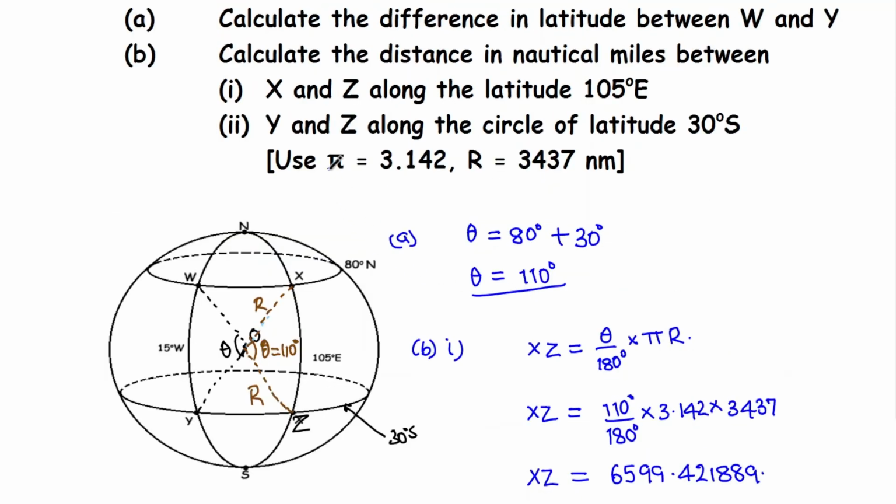Let's take a look at Roman number 2. It also says calculate the distance in nautical miles between Y and Z.